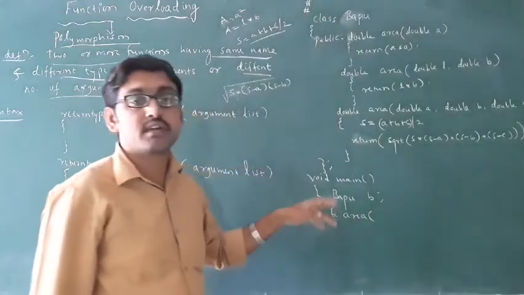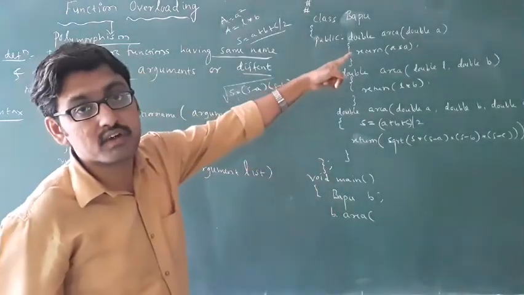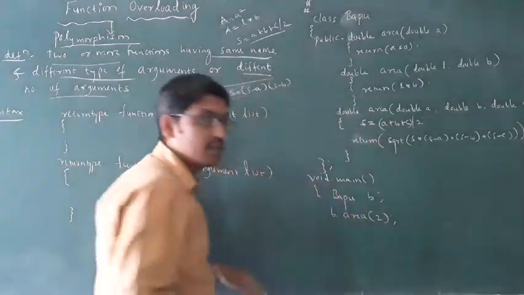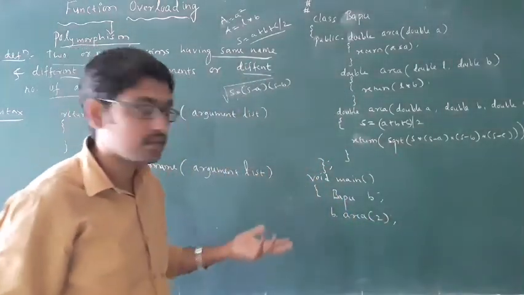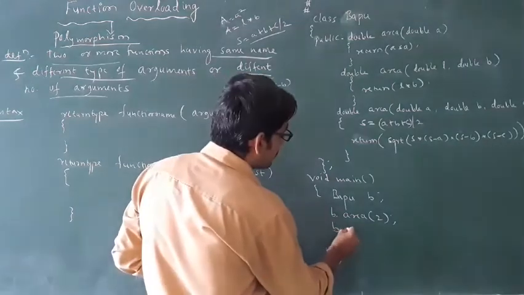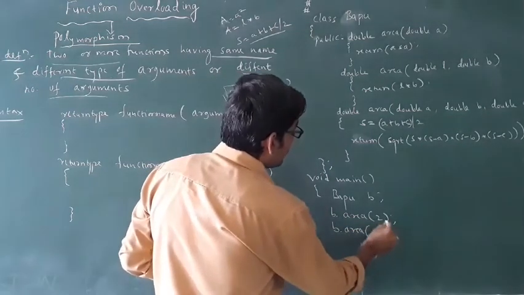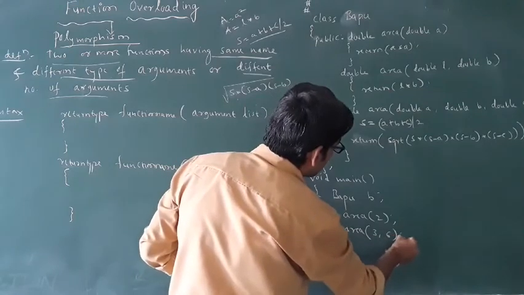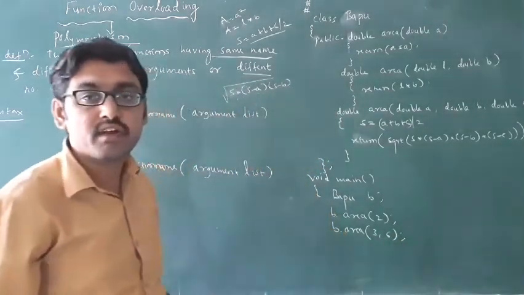Directly I am giving the value here. How many arguments here? Only one argument. One argument means you can give 2, otherwise you can give 600, nothing. Okay, then B dot area. Here, how many arguments? 2 arguments. You can give 3, 600, any values.